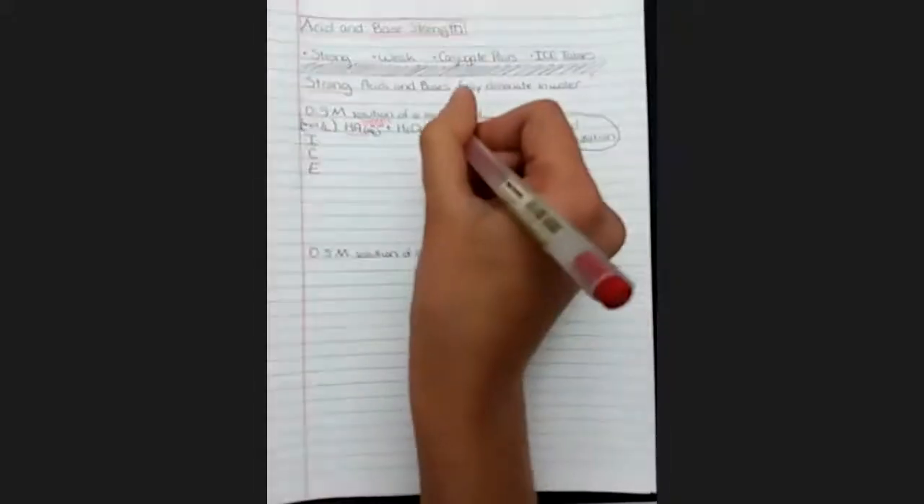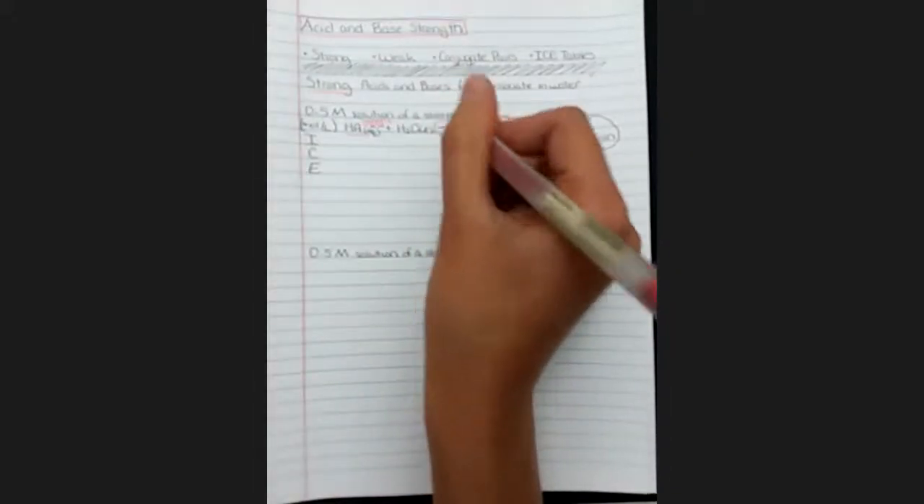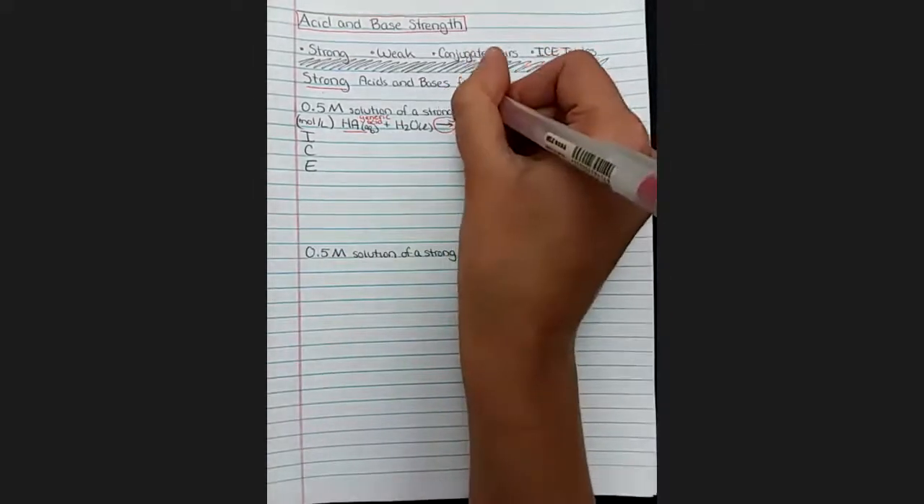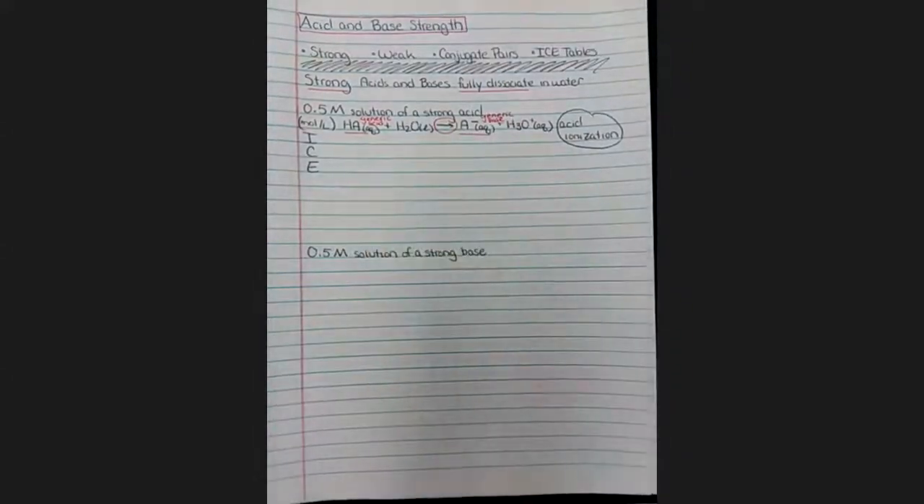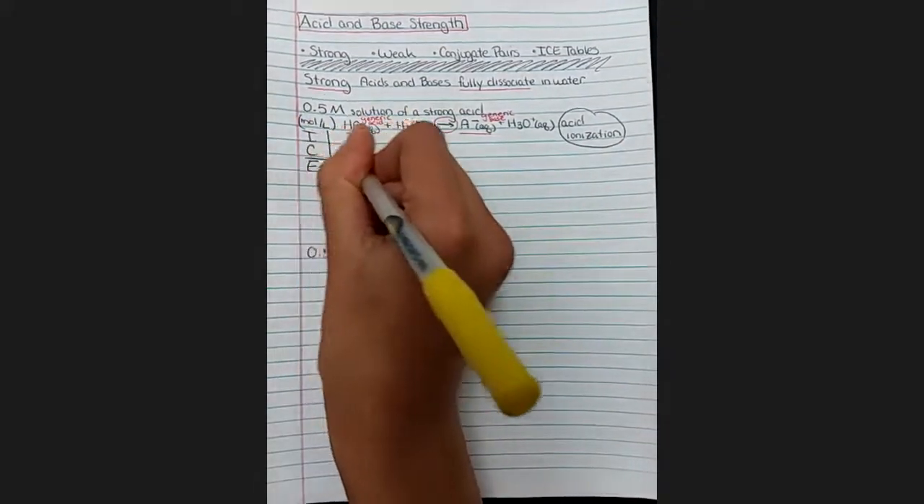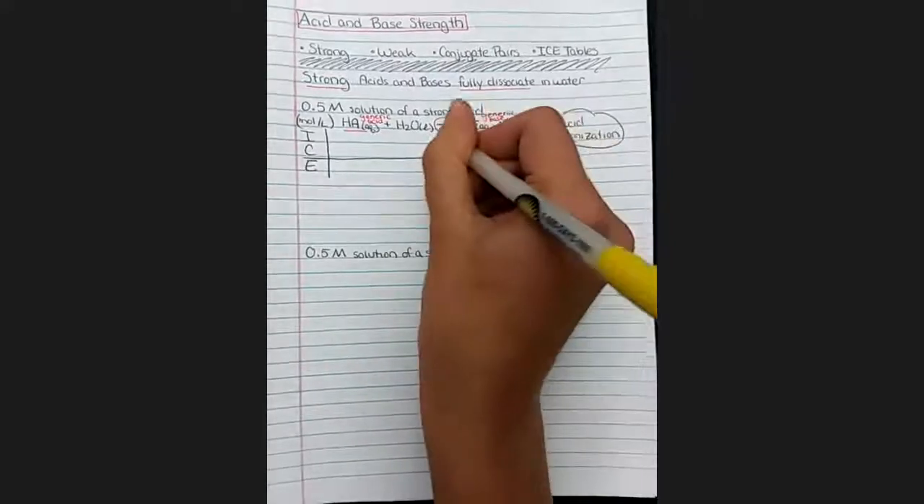And I also want to draw your attention to the arrow. Note how this is a one-directional arrow pointing towards the products. That's because a strong acid or a base fully dissociates. So it only goes in the forward direction. Okay, so there's our ice table. Add in a few lines here.